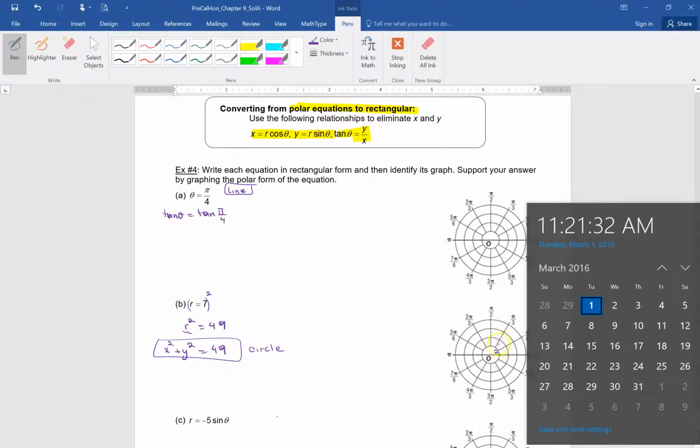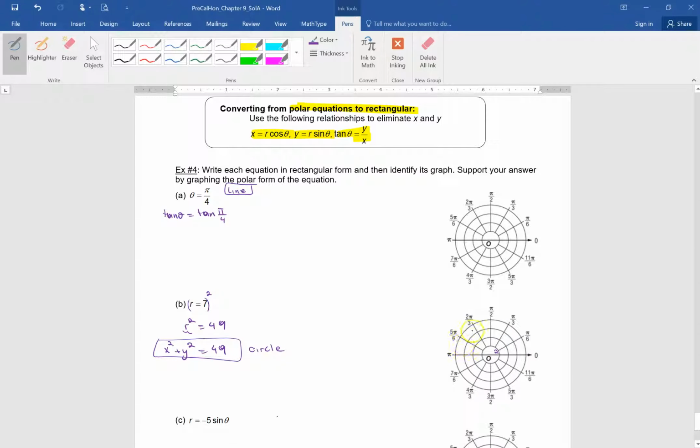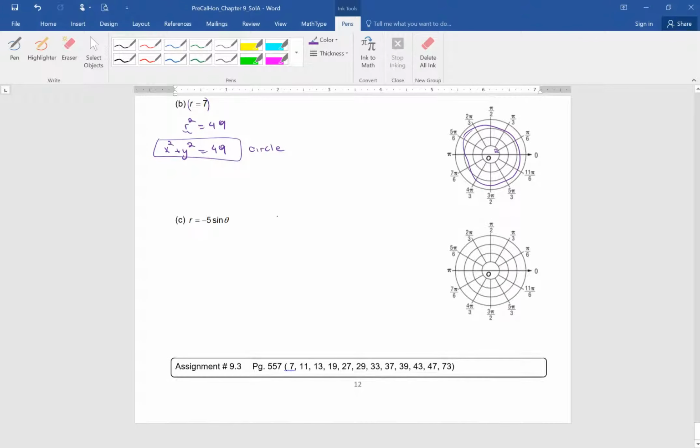So if that's 2, 4, 6, then 7 is this. All right. This last one, let me run you through this last one.